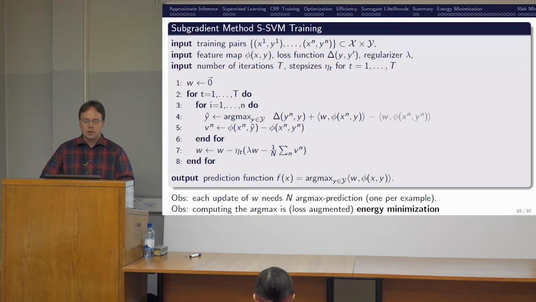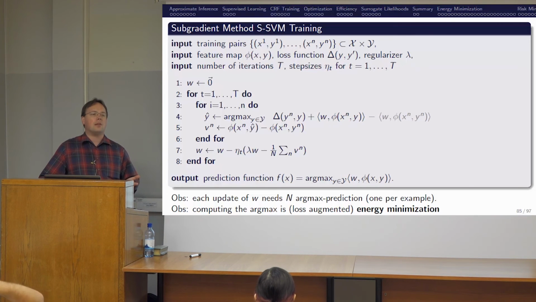Once you've computed that, you have a subgradient of your function. You update your parameter by going a multiple of the step size in the direction of the subgradient, and this is part of the gradient that comes from the regularization constant. So it's the same operations as we had for gradient descent, only now we need to maximize over all configurations in order to find the subgradient direction. So each update of our weight vector needs as many maximization operations as we have examples.